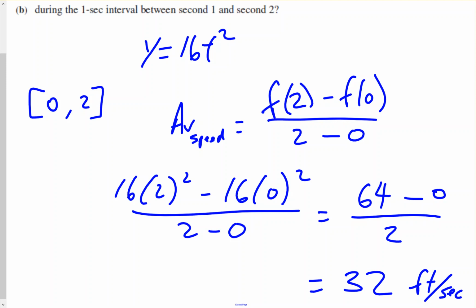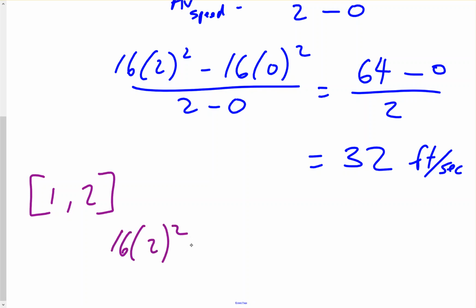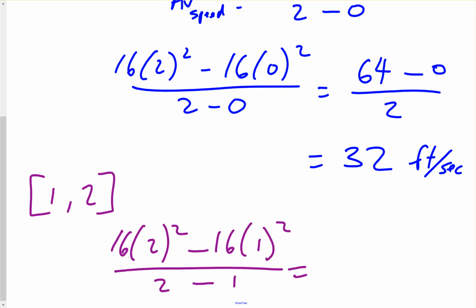Let's take a look at the second part of that question. The average speed during the 1 second interval between second 1 and second 2. For this part, we're going to calculate the distance fallen between 1 and 2. So we would do 16 times 2 squared minus 16 times 1 squared over 2 minus 1.